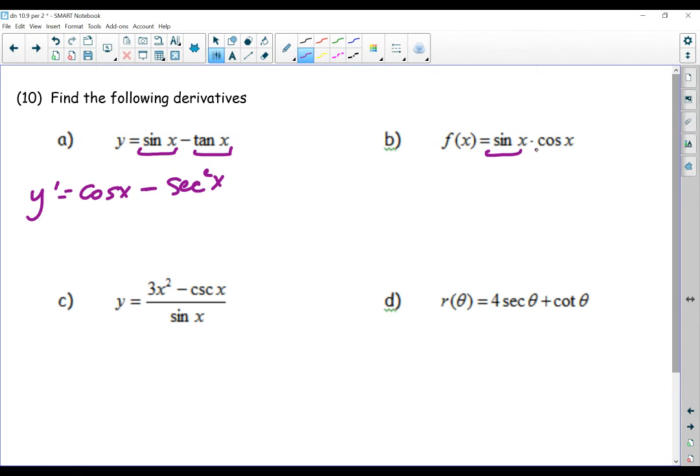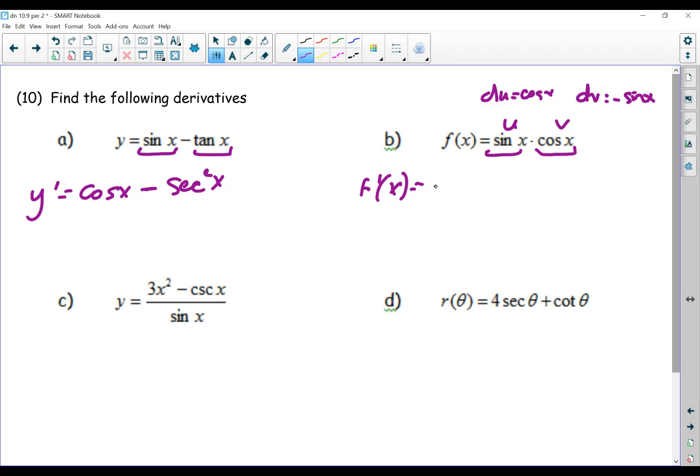Ooh, but this one, yikes, Miss Bowman, this one is a product rule. That's okay. We can handle it. We're pros at product rule now. Here's my u, here's my v. If you need to do your aside, by all means, do your du. The derivative of sine is cosine. Do your dv. The derivative of cosine is negative sine, and then do your flip-flop.